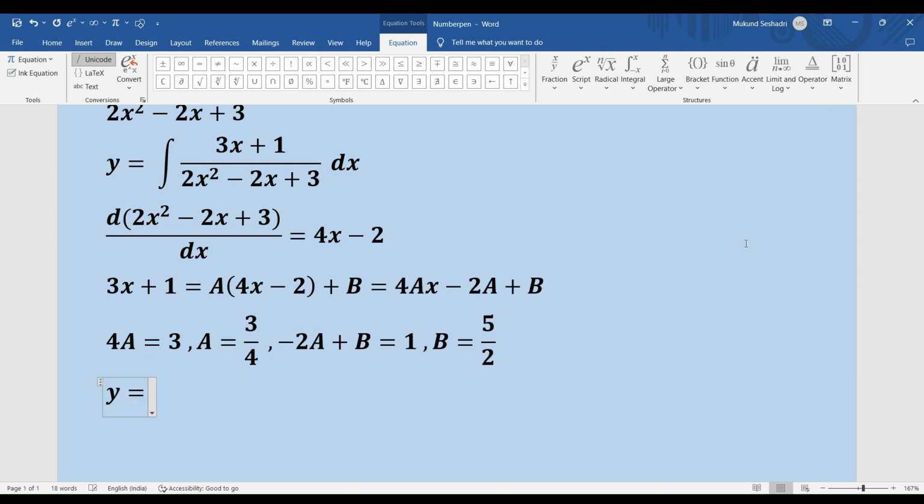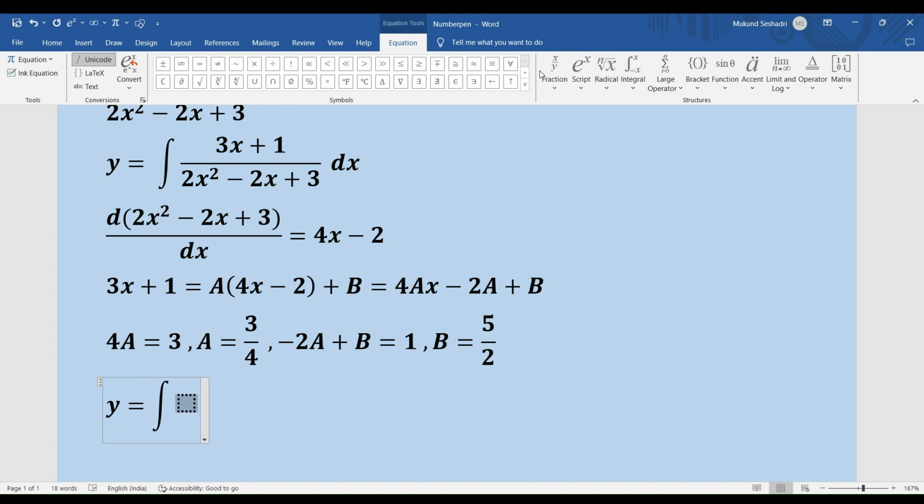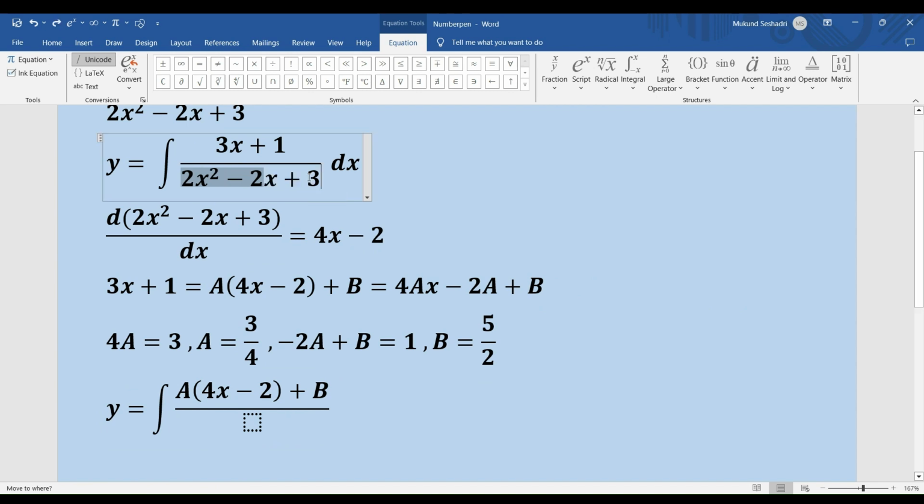Now I'll go back to my y and I'm going to rewrite my numerator in terms of the derivative of the denominator quadratic expression, right? So what happens to the numerator in this case? My 3x plus 1 becomes a times 4x minus 2 plus b, right? And then my denominator remains as it is for now.